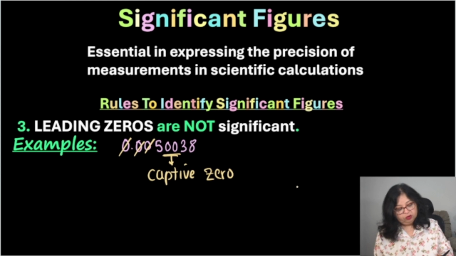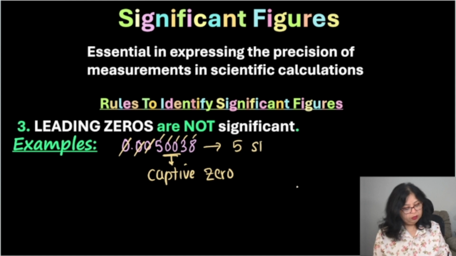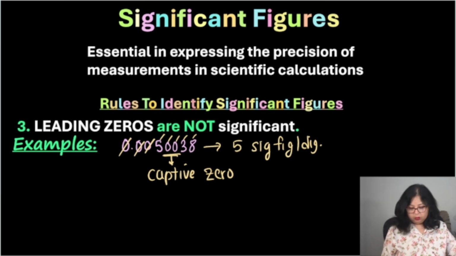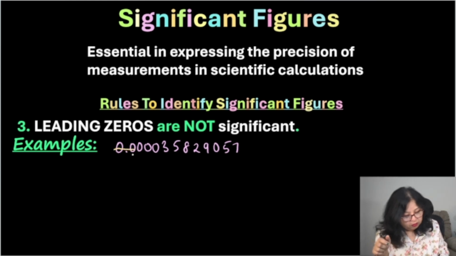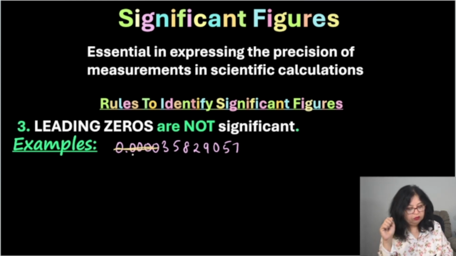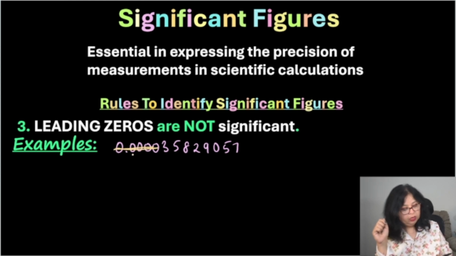So how many sig figs are here? 1, 2, 3, 4, 5. There are 5 significant digits or figures here. Okay. 0.000035829057. Let's scratch out these initial zeros. These leading zeros are not significant. And then we have 1, 2, 3, 4, 5, 6, 7, 8. 8 significant digits in this number.